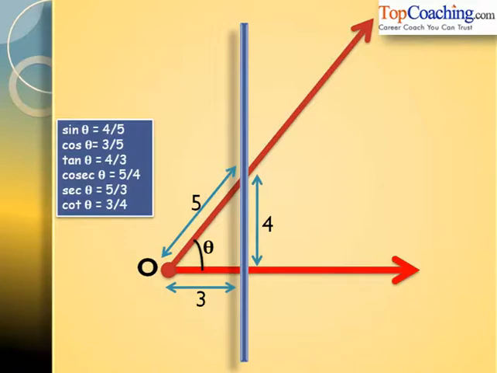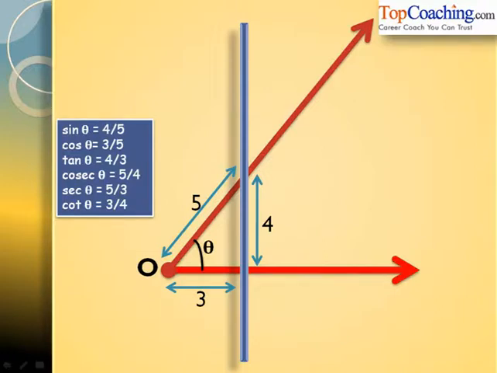Cosec theta would be equal to hypotenuse divided by the height, which is 5 by 4. Sec theta would be equal to hypotenuse divided by the base, which is equal to 5 by 3. And cot theta is equal to base divided by height, which is equal to 3 by 4. Thus these are the 6 trigonometric ratios for this particular triangle.